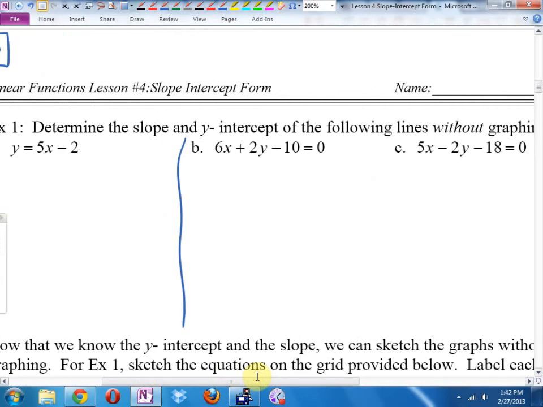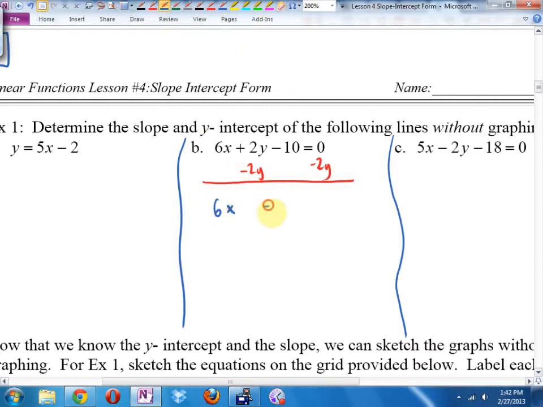B. Is this one in slope-intercept form? Okay, we're going to have to get the y by itself first. How? Since this was your homework, how? Yeah. Subtract 2y. And I'll get 6x minus 10 equals -2y.